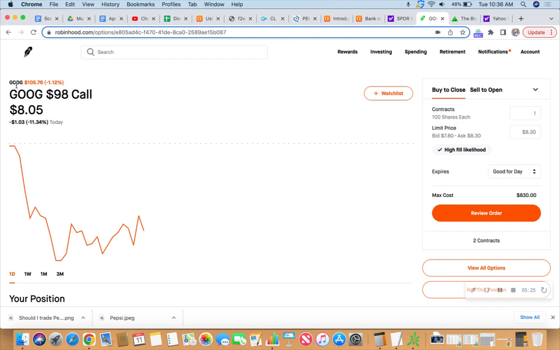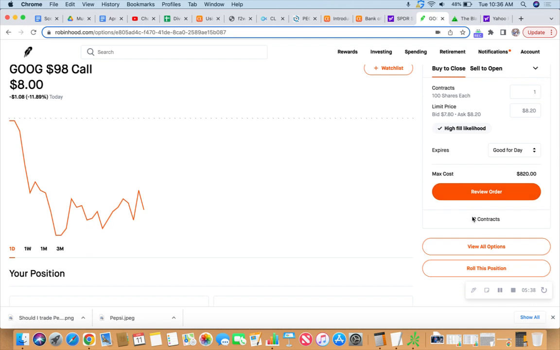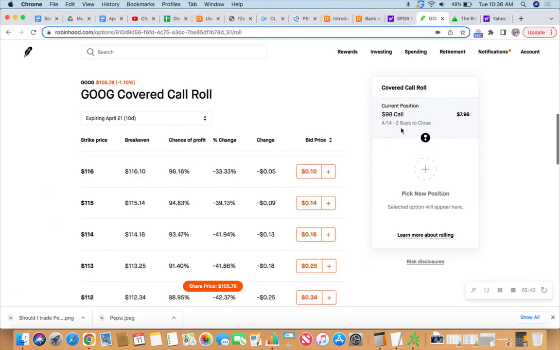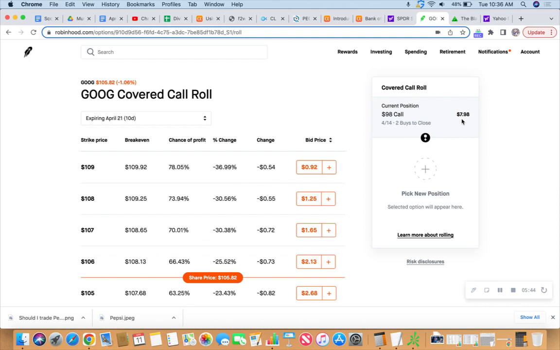Right now, Google's at 105.76. Can we get this up to 99 or 100 and still collect premium on the roll? So let's find out. It's going to be tight. Let me scroll up just a little bit here to show you. Roll this position. It's two contracts. We need to clear this hurdle. That hurdle would be the debit. That's what it would cost us to close that based on this roll position.